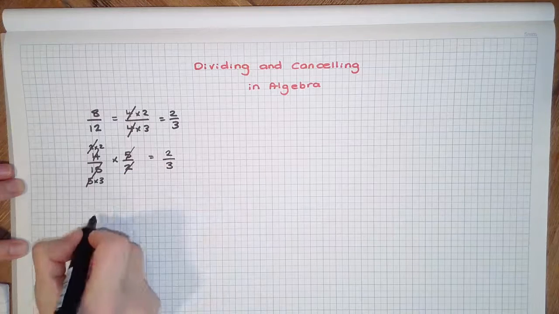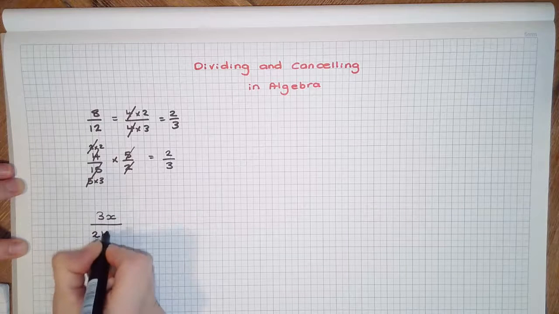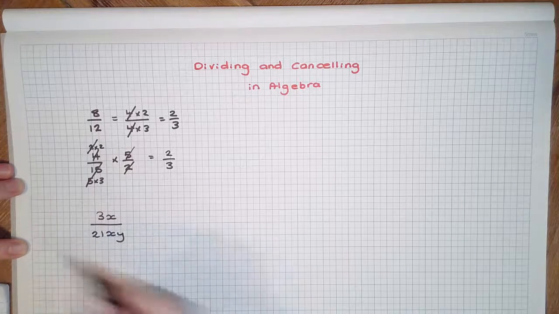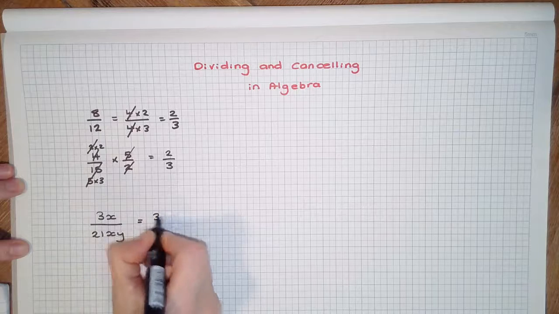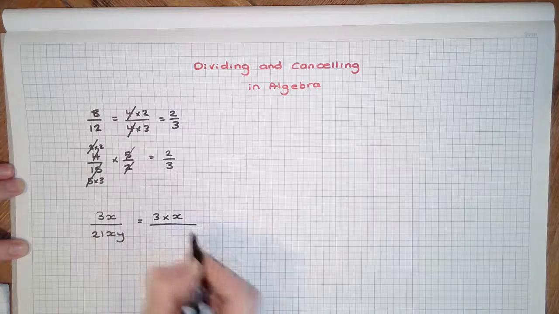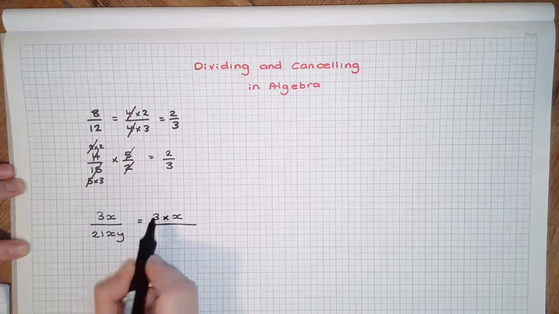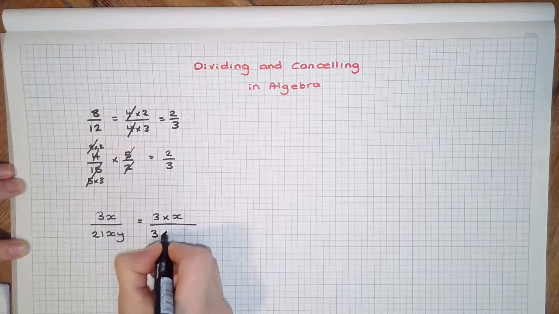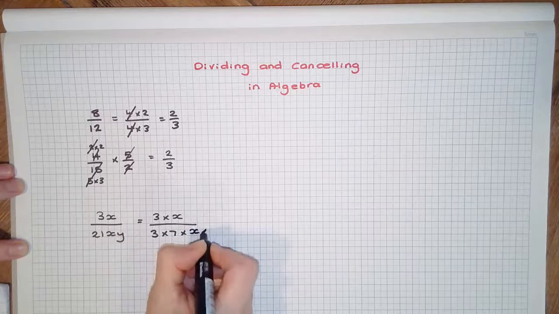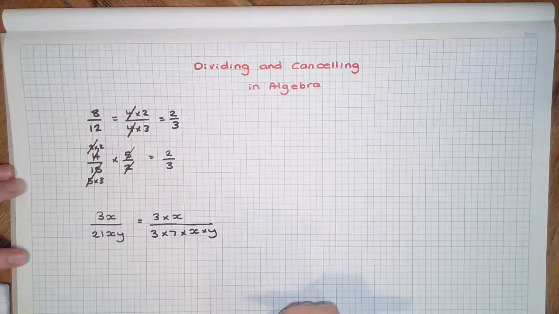Let's take the example 3x over 21xy. Now I'm going to expand this out just so you can get the understanding of cancelling. This would be 3 times x over, now I'm going to separate 21 as 7 times 3 because I can see I have a factor of 3 in the numerator. So we'll go 3 times 7 times x times y, and we're looking for factors that are in the numerator and the denominator to cancel.